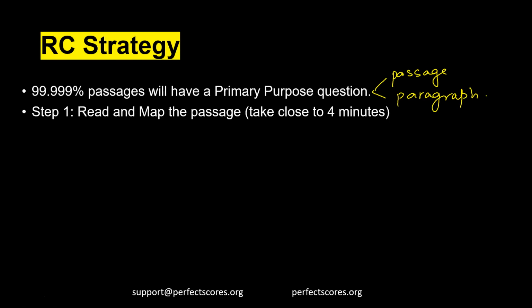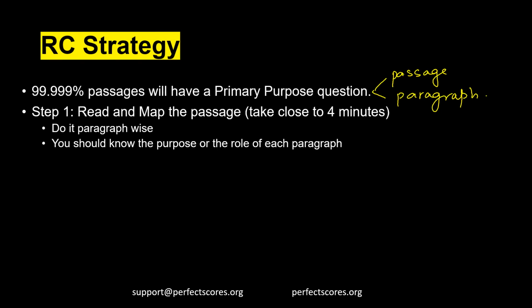The second is the steps that you need to carry out. The first step is you read the passage and you map it simultaneously, which should be done in about 3 to 6 minutes on an average. And this has to be done before, because you can't go to the next question until you solve the first question in front of you. So it's a good idea to read everything beforehand.